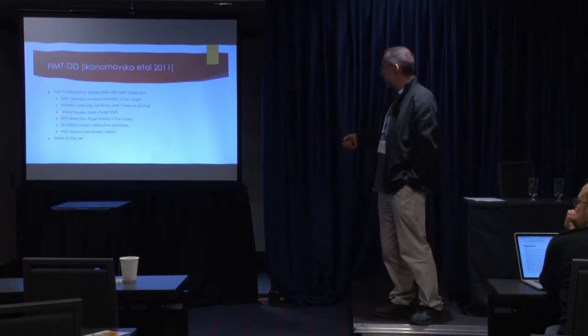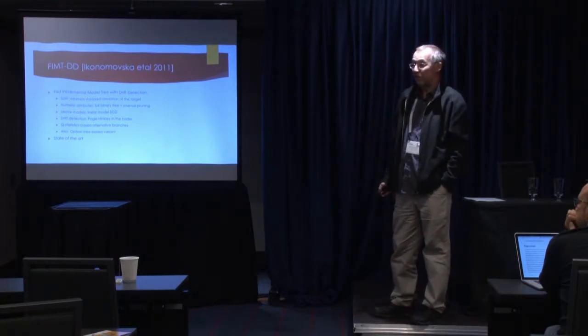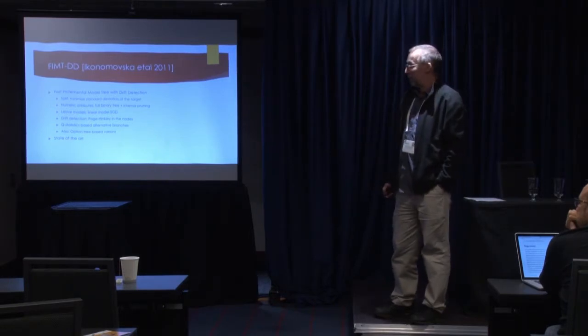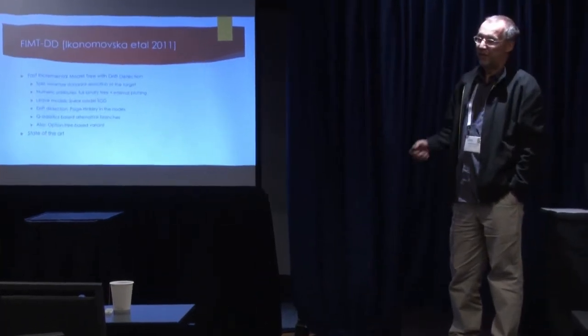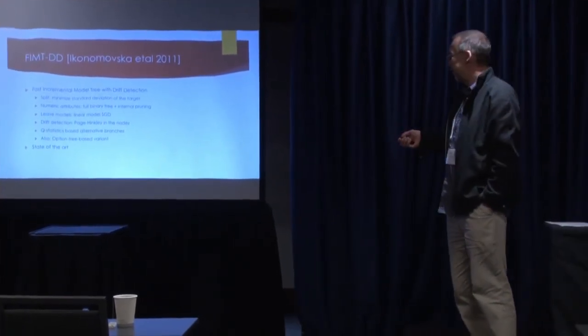In the leaves, you have linear models that are trained by stochastic gradient descent, which is nice, straightforward, incremental, and also scales well. So even if you have a lot of attributes, it's still linear. It's not cubic or something like that.